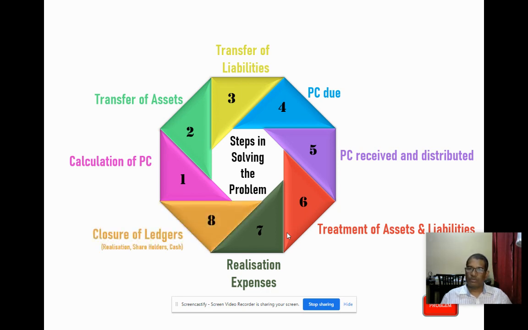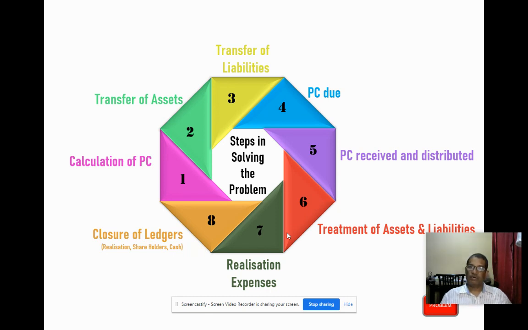Last step is we have to close all the ledgers. The order of closing the ledgers is as follows. First of all, we have to close realization account. If it is showing a credit balance, which means that there is profit, the balance on realization account is transferred to the equity shareholders account. Entry is realization account debit to equity shareholders account.